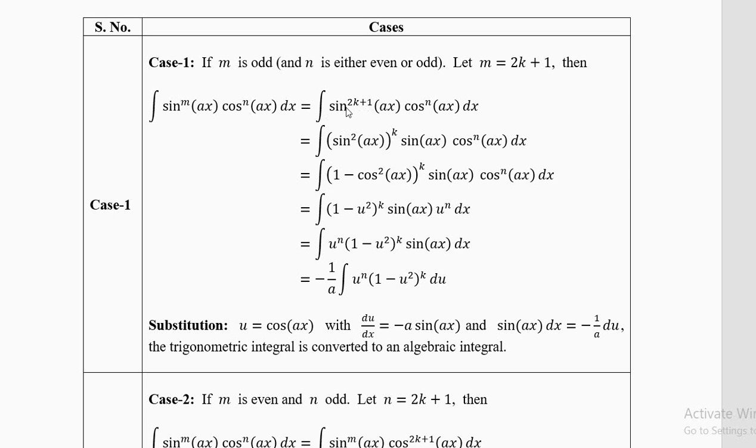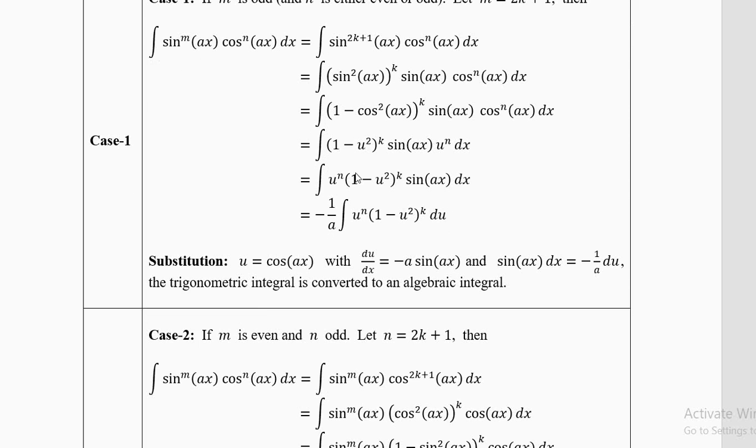So now, how much is sine? This can be written as sine square whole power k into sine ax into cos power n ax. So we'll be operating only on the sine. In this case, it is 1 minus cos square ax whole power k into sine ax. Now, this is like our previous topic. We have to use substitution. The derivative of cosine is minus sine with the number a, minus a sine ax. Now you have the function here, and the derivative is sitting here.